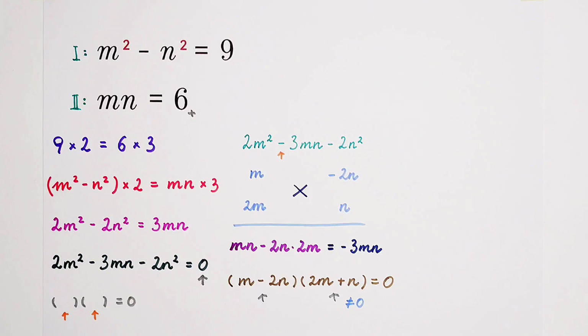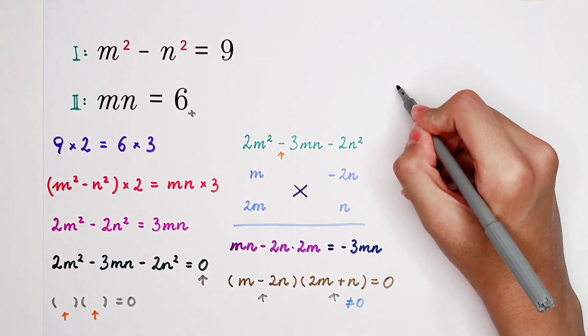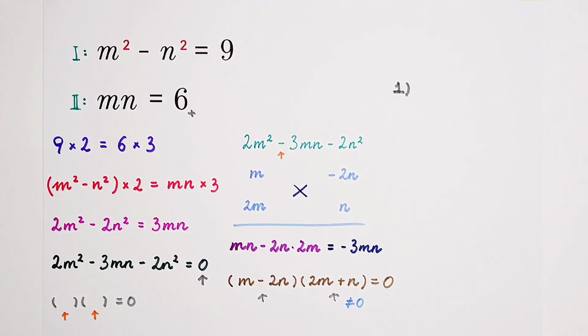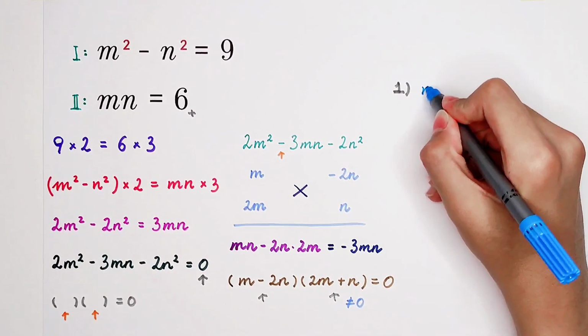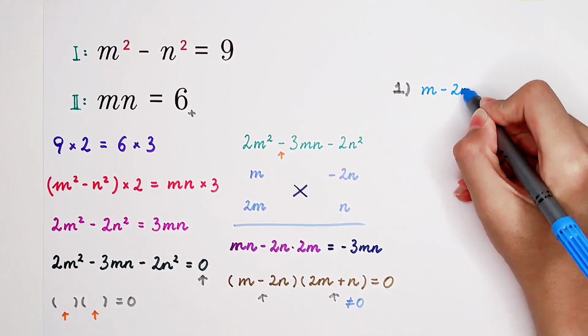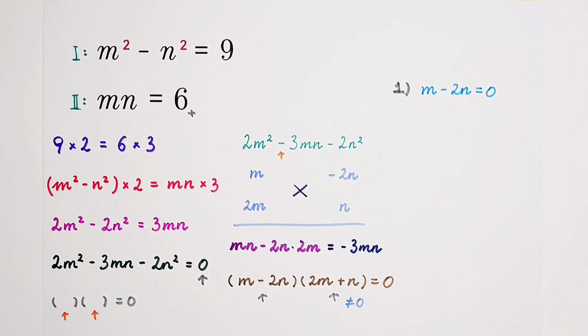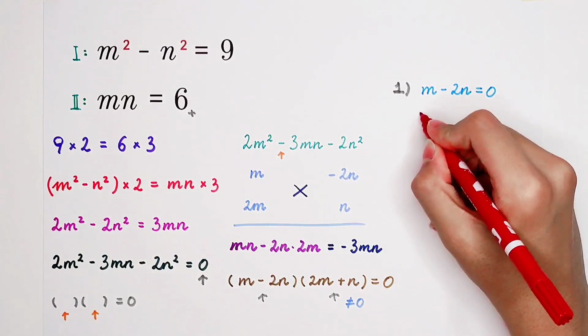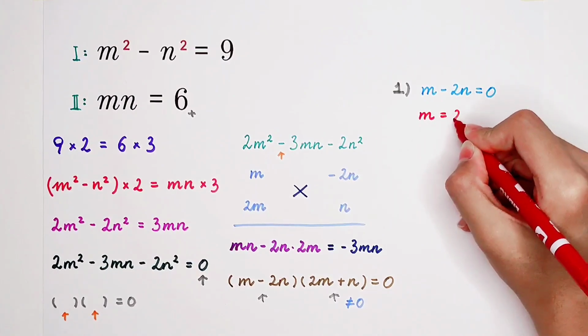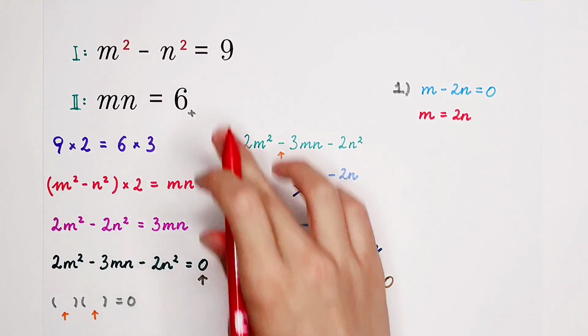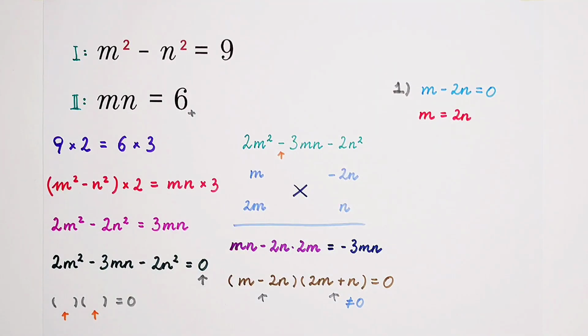There is only one case, that is when m minus 2n equals 0. Of course, m is equal to 2n. Everybody knows that. Substitution. Into which equation? Of course, into our second one. It is also okay into our first equation, however, I prefer the second one.